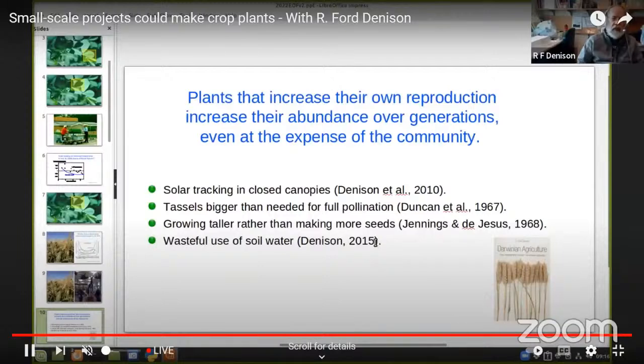In a 2015 paper, I talk about that in the context of how plants now are wasting soil water, and we could select them to be more cooperative so that we would get more benefit under drought conditions.